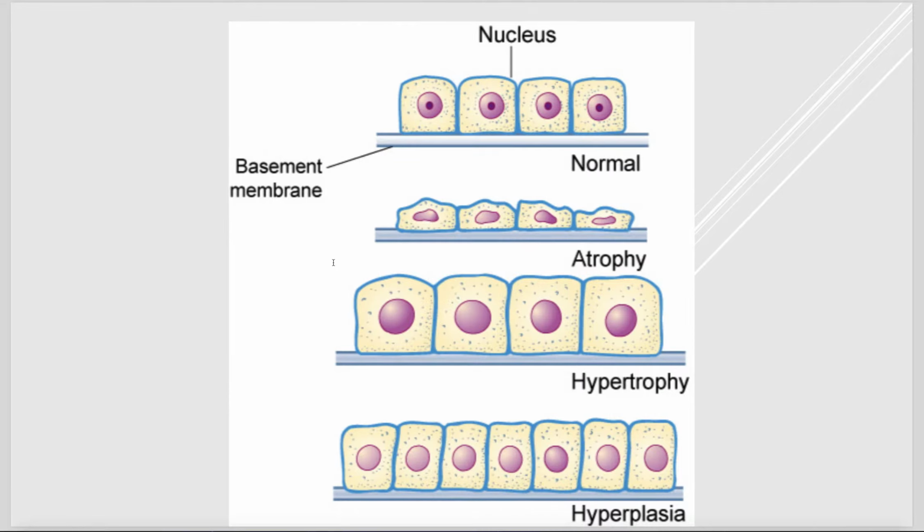So this is just showing some of these examples here. So here are some normal cells. Here are cells that have undergone atrophy. They've gotten smaller. Here, cells have gotten bigger. That's hypertrophy. And then here you can see that they have increased in number, which is hyperplasia.